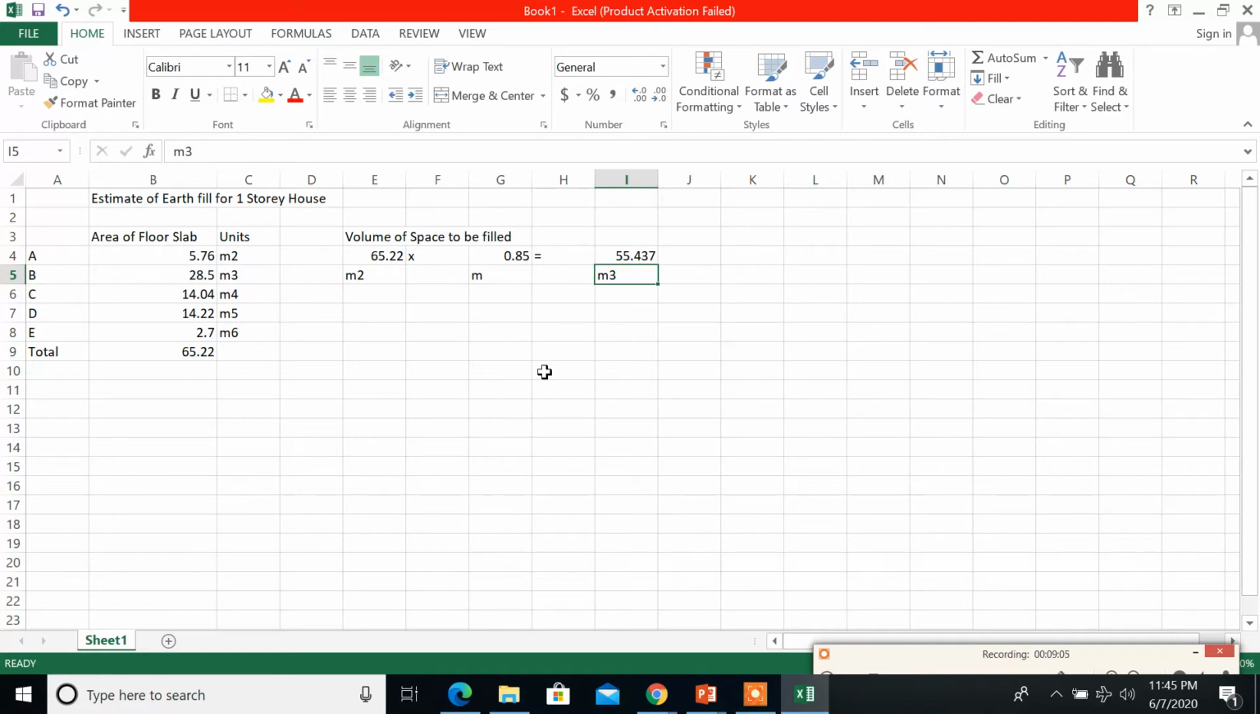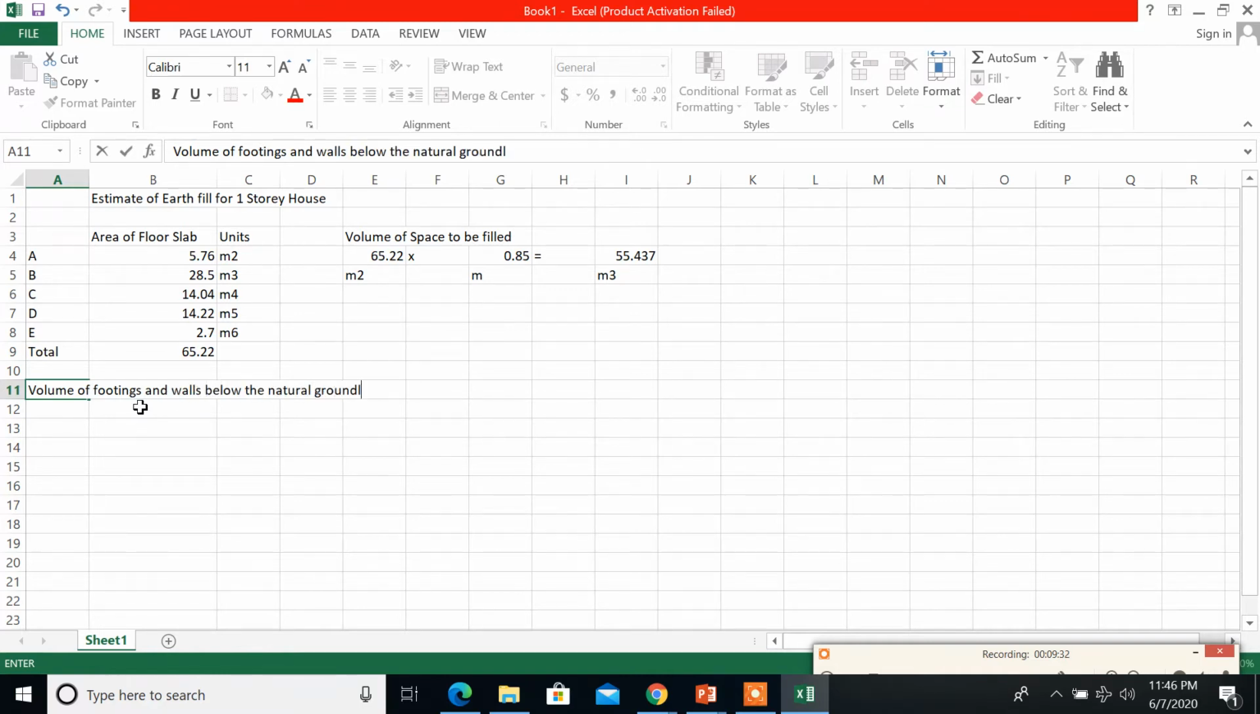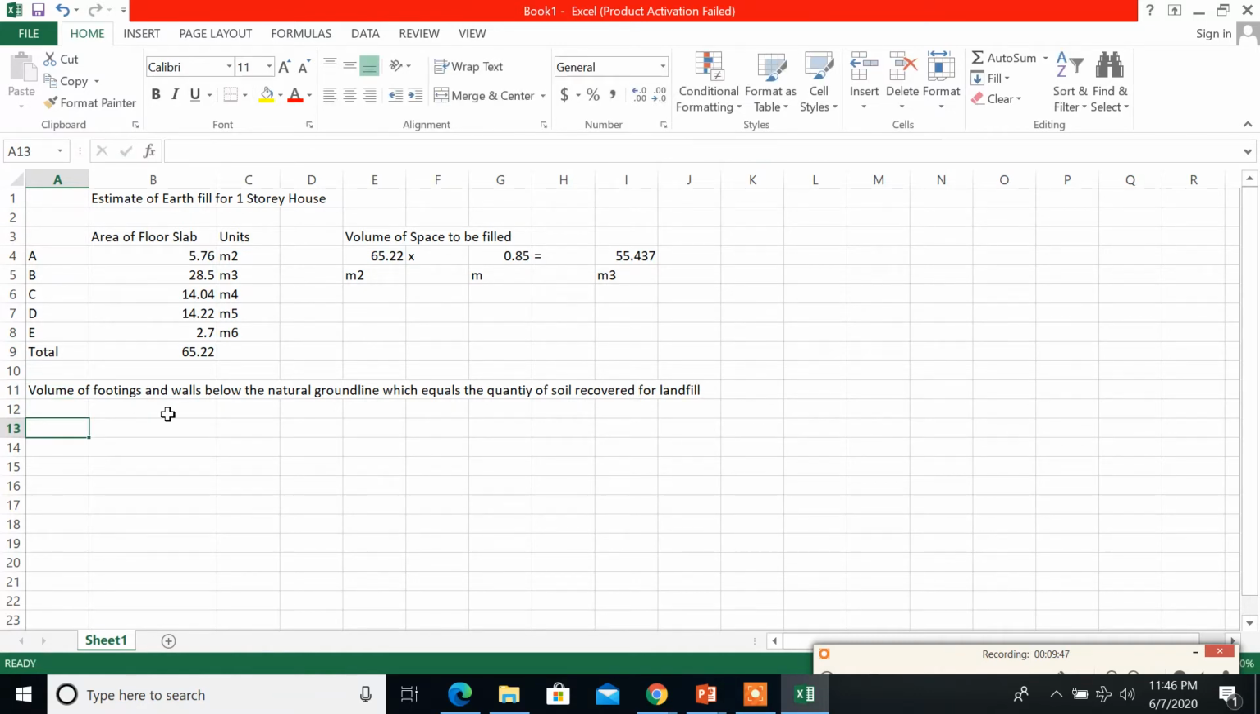Then next, we go to the footings, columns, continuous CHB footing, and concrete hollow block units. What we determine is the volume of footings and walls below the natural ground line, which equals the quantity of soil recovered for landfill. So, what are these? Footings.